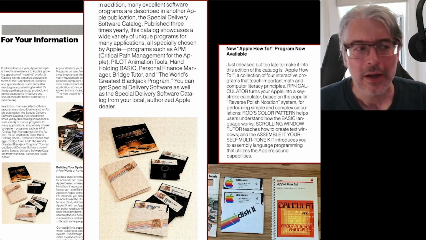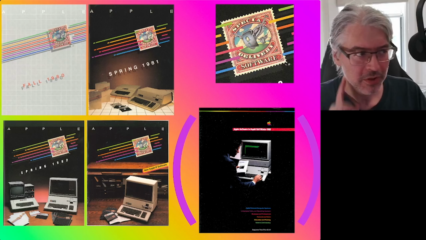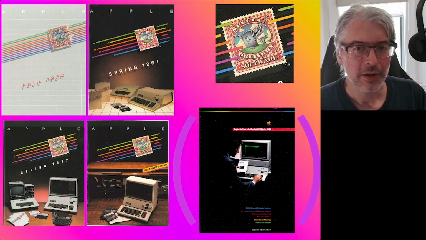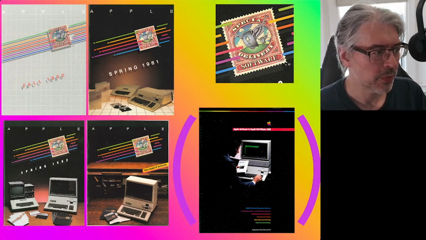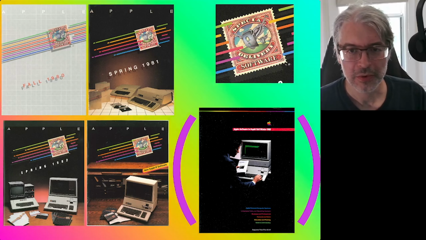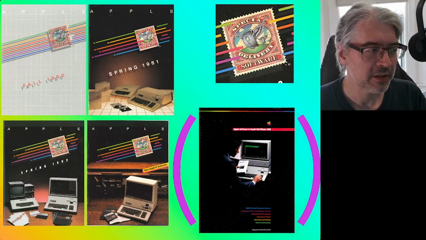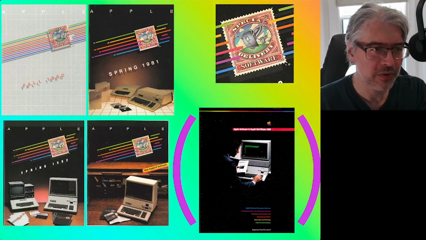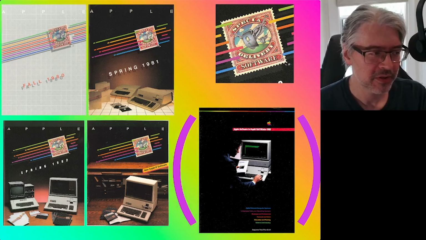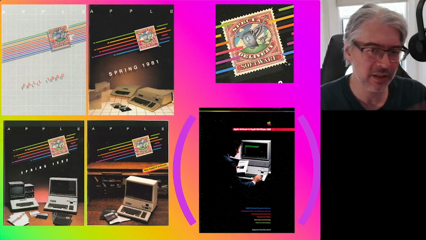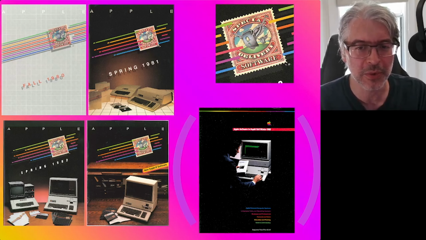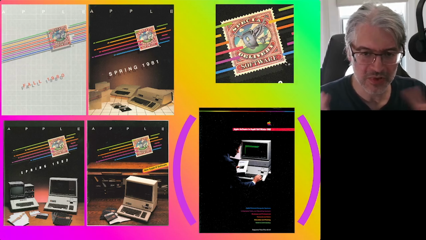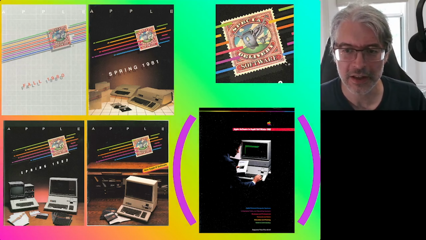So, okay, the special delivery software catalogs didn't last very long, actually. There are basically 3. The Fall 1980 is the first one, then Spring 1981, then Spring 1982. And in the Spring 1982 one there was sort of a separate Apple III only one that you could get. All the information in the Apple III only one is contained in the other one, but it is still a separate object you can get and hold.